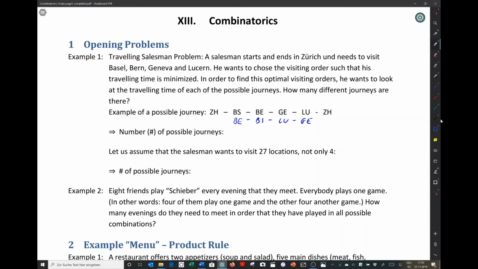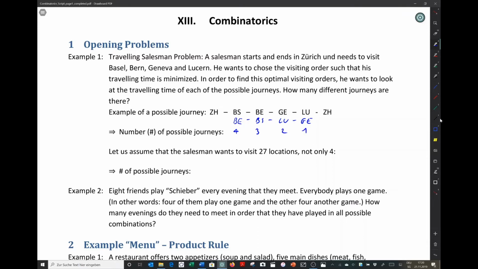Well, as a first destination, he can choose between all the four cities, Basel, Bern, Geneva, and Lucerne, so he has 4 choices. Since he has chosen already one of the 4, for the next city, he can choose only amongst 3 of them, and then amongst 2, and then amongst 1.